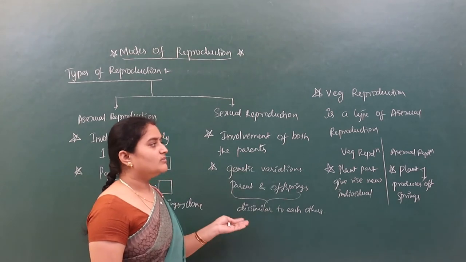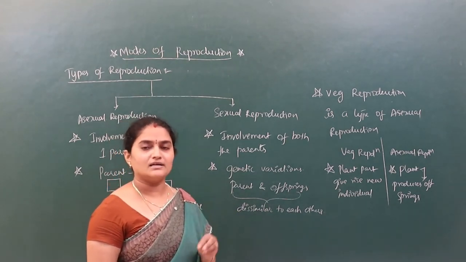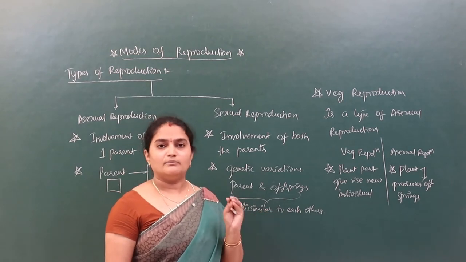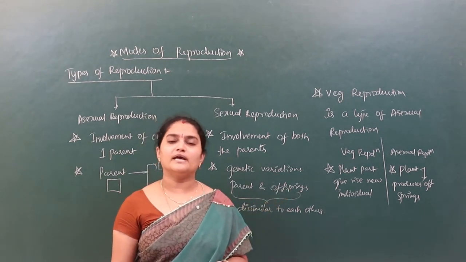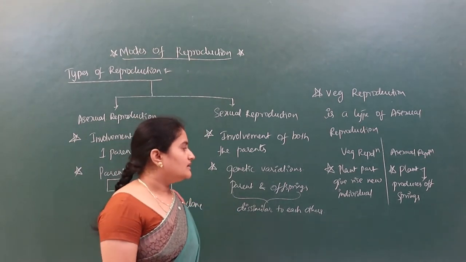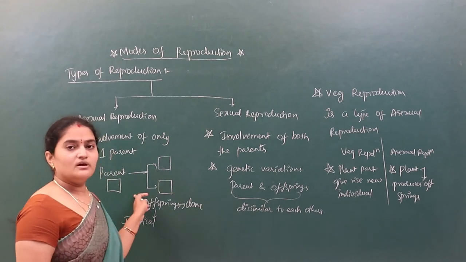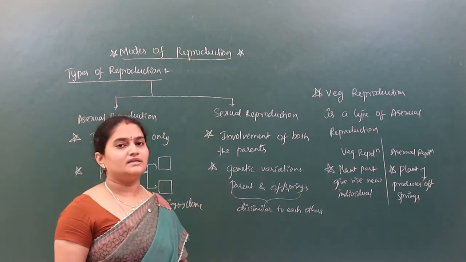So we'll discuss what is the difference with the vegetative reproduction that was done by algae, fungi, bryophytes, pteridophytes, and how the asexual reproduction is going to take place in bryophytes and pteridophytes also. So directly we'll go with the asexual reproduction. What are the types of asexual reproduction that are involved in the plants?